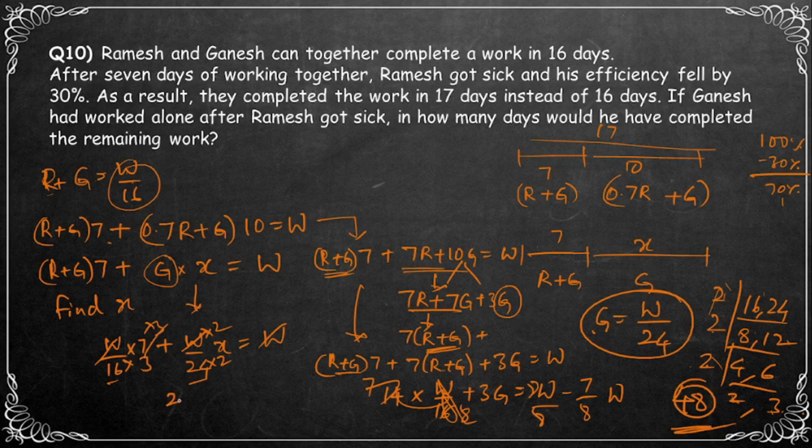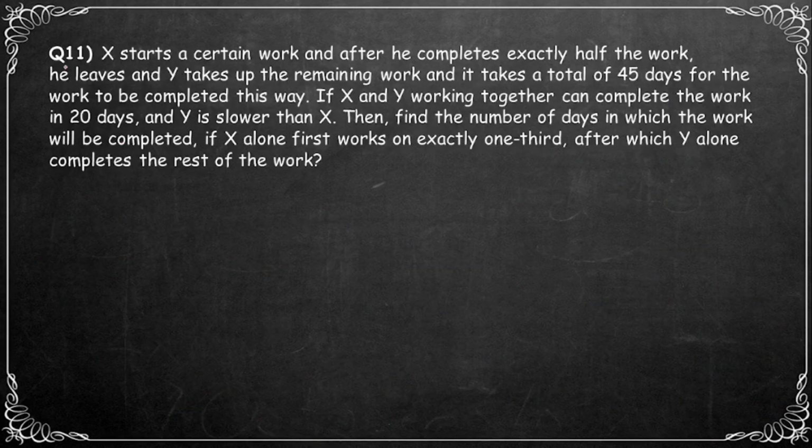So 7 3s are 21 plus 2x is equal to 48. Right? So if 21 goes that way, minus 21, so 27. So x is equal to 27 divided by 2. This is the answer.